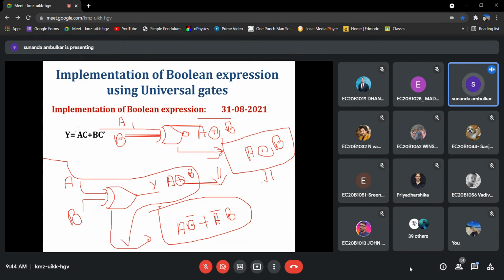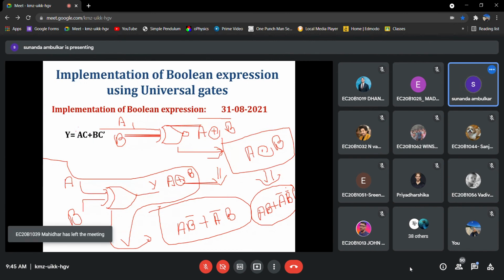And for the exclusive NOR, if we complement this, it will become AB plus A bar B bar. So now, can you try to implement exclusive OR and exclusive NOR with the help of NAND and NOR? This is also possible, because we say that universal gates are the gates by which any kind of Boolean expression we can implement.